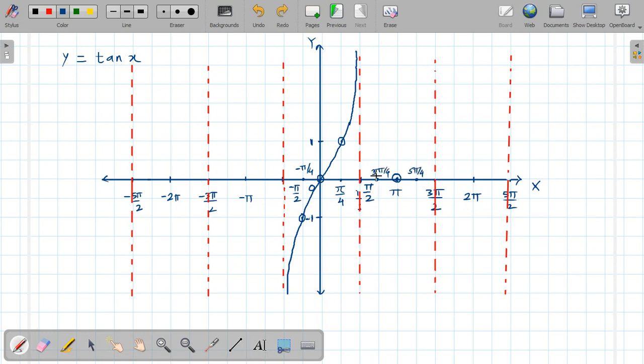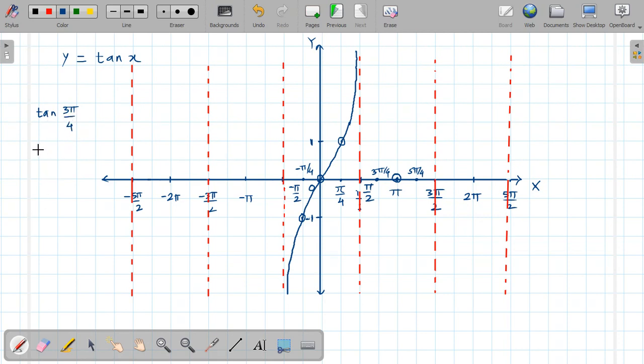So here the point is 3 pi by 4. After pi by 2 there will be 3 pi by 4. Here this is pi. Here it will be 5 pi by 4, and then it is 3 pi by 2. Now for tan pi, the value of tan pi is 0. Now see here, for 3 pi by 4, what is the value of tan 3 pi by 4? If you want to calculate this, then see here, tan 3 pi by 4.